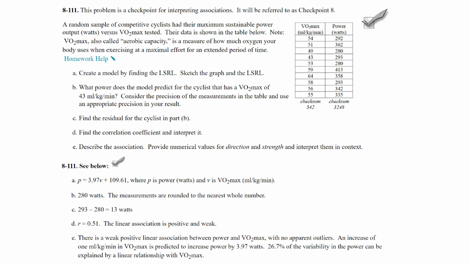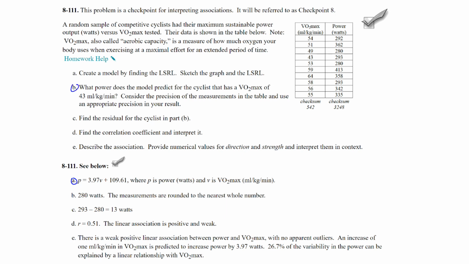So you can see on this one, you're only given the table, so you are going to need the graphing calculator to input the information to find this stuff out. So on part A, you can see the answer key is below. We have P is equal to 3.97 V plus 109.61. That's what you would have found on your calculator, where P is the power in watts and V is the VO2 max. And I had to look up, it has 3 different units there, milliliters, kilograms, and minutes. And I found out that it's measured in milliliters of oxygen used in 1 minute per kilogram of body weight. So, just in case you wanted to know. So then you would create that.